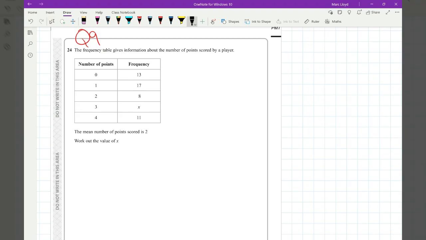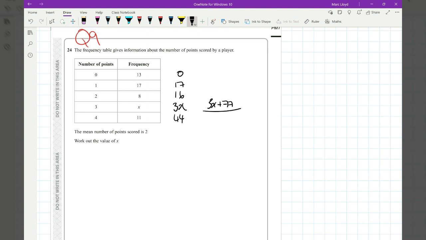Right, the mean number of points scored is 2, so we need to know the total points scored. That's 0, 17, 16, 3x, and 44. That's the number of points times by the frequency. Add them all up: 44 plus 16 plus 17 is 77. So 3x plus 77. And then we'd have to divide that by the frequency.